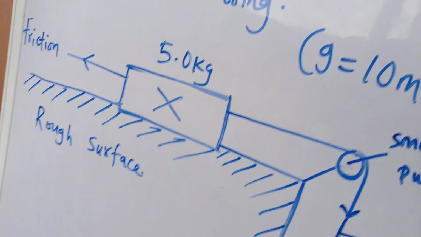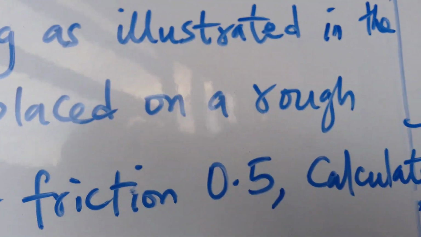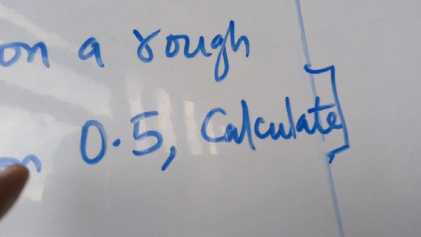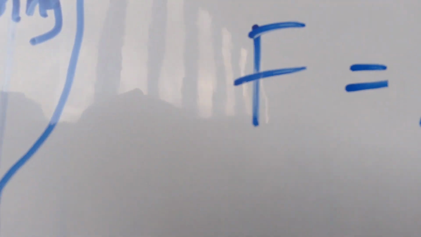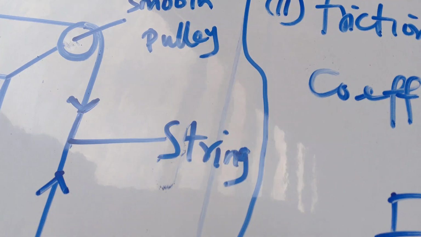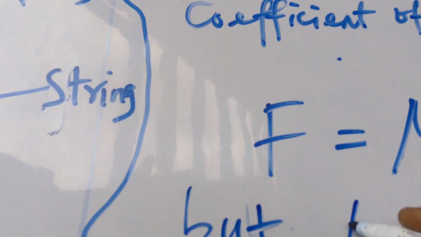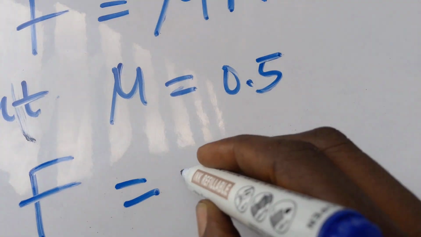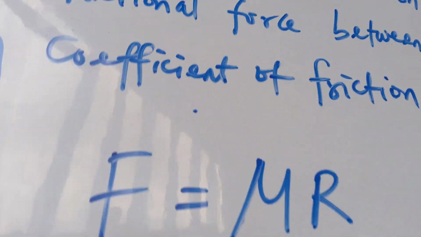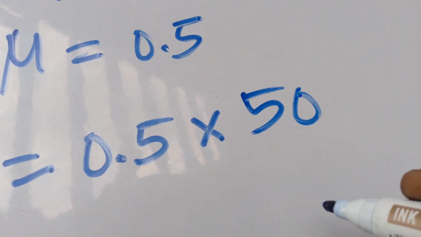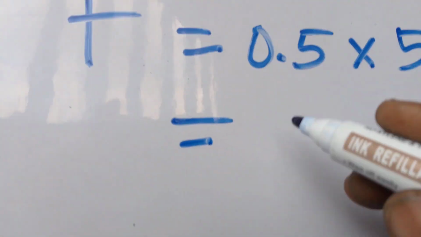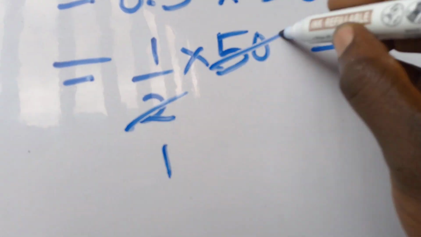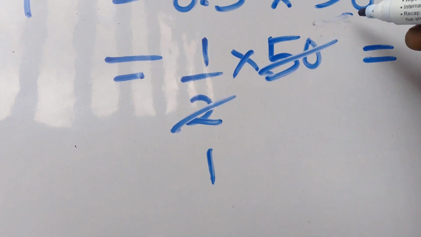Okay, and the coefficient of friction was given to us. It said if X is placed on a rough surface of coefficient of friction 0.5. So the coefficient of friction is given as 0.5. So mu is equal to 0.5. Okay, so the frictional force now will be equal to 0.5 times the normal reaction, which was 50 newton. 0.5 is 1 over 2, so 1 over 2 times 50, half of 50 is 25. This gives me 25 newton.